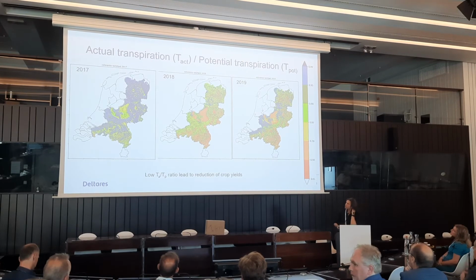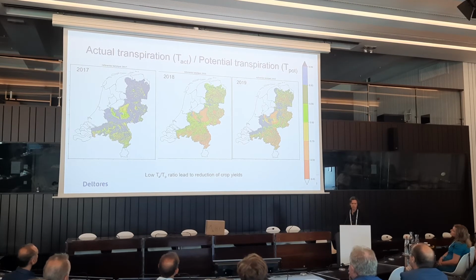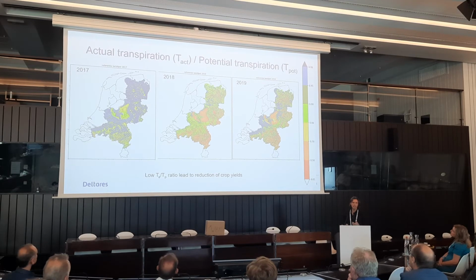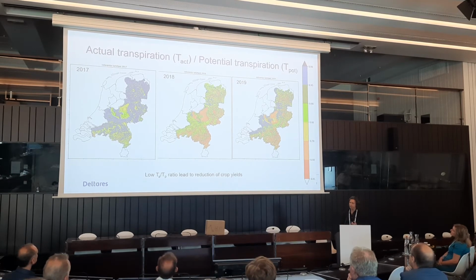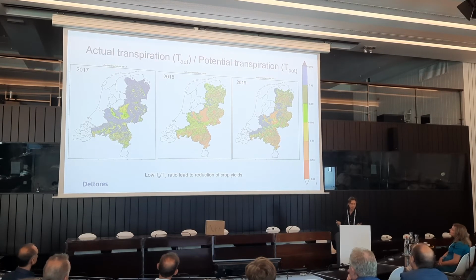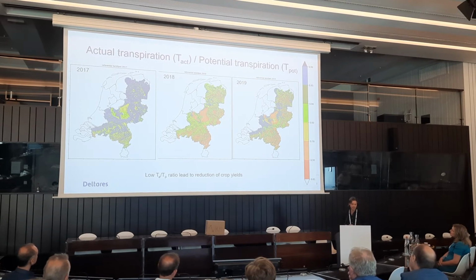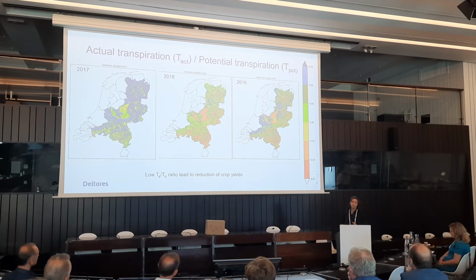So for these aspects, I will show you some calculations. First, you see here the actual transpiration by crops divided by the potential transpiration, so what they can optimally do. When this factor is close to 1, they have optimal transpiration. That's good, and that happened in most areas here in 2017, which is a normal year. But in 2018, you see more red colors, where this factor goes below 50%, and that's because many crops and also nature had problems and damage. Also 2019 was a little bit less extreme than 2018.